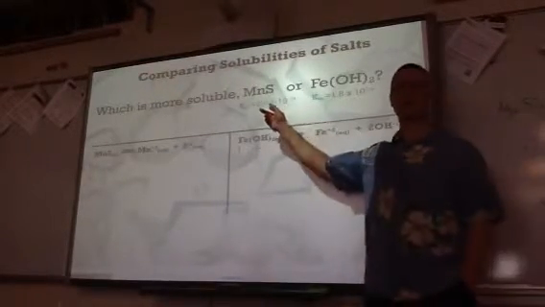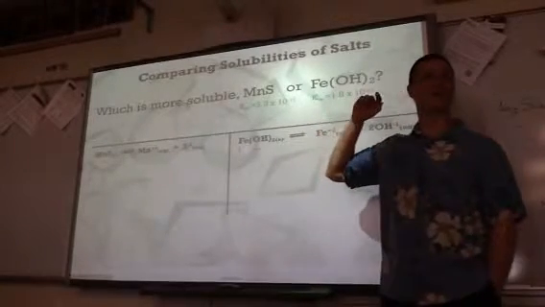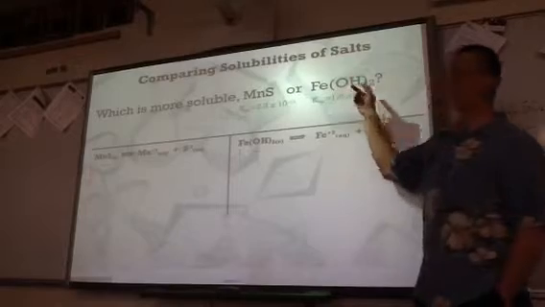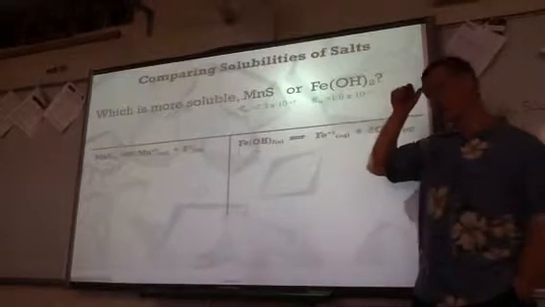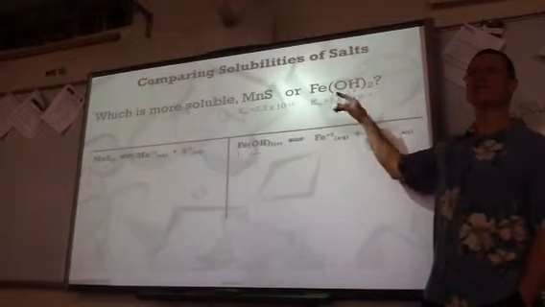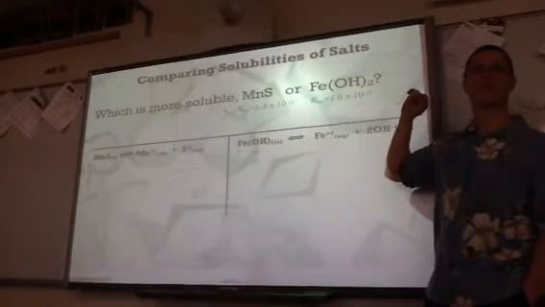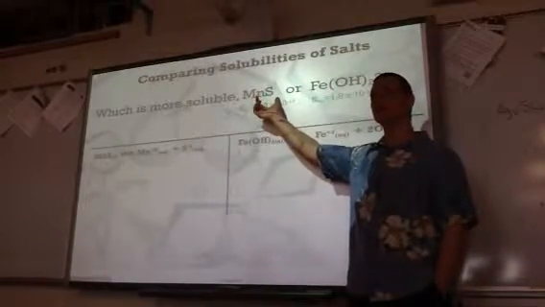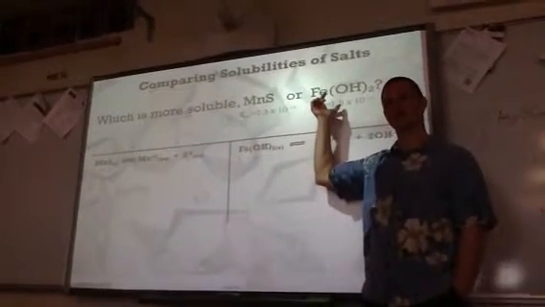Now I'm going to have you compare these two with their KSP values. Is MnS more soluble or is iron(II) hydroxide? Hard to say. Higher KSP value in this one than in this one. However, what's different about these two? The coefficient. This one breaks up into 2 ions. This one breaks up into 3 ions. Does that make a difference?